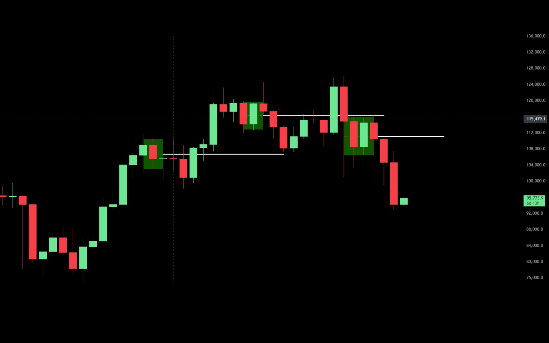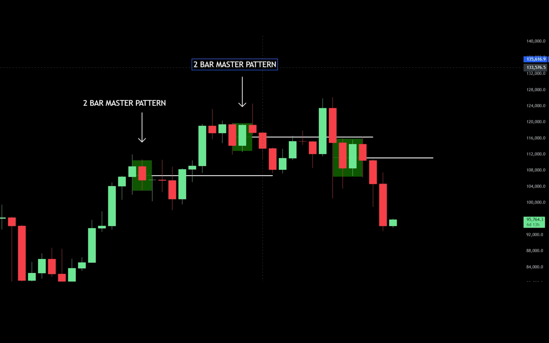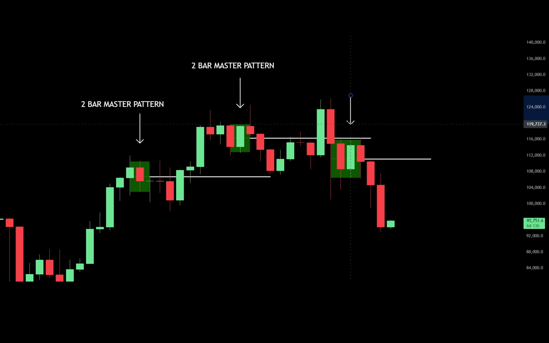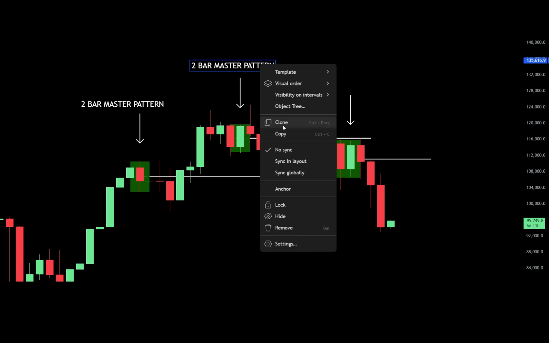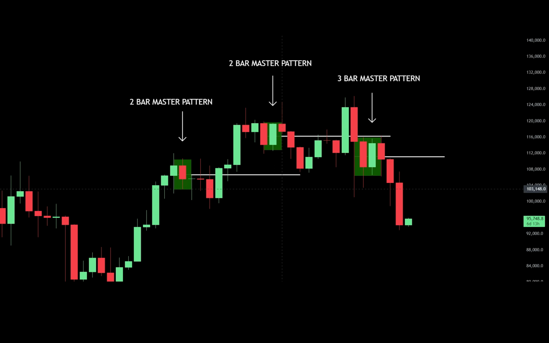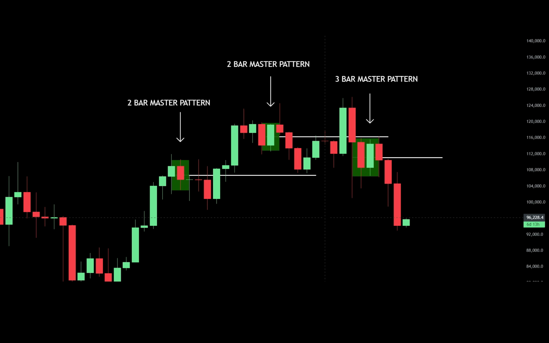So for more clarity over here, you can see we've marked out this one over here. This one is a 2-bar master pattern. This one is also a 2-bar master pattern. And then this one over here is a 3-bar master pattern. You can see here, look at this. Price just got right close to this value line and then it reversed. So oftentimes what you're going to see, these value lines are going to also be strong support and resistance levels. They're also going to be fantastic areas to look to base your trades.